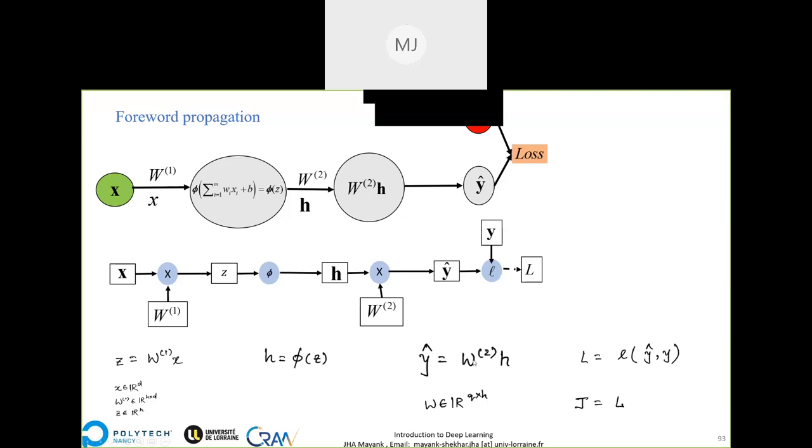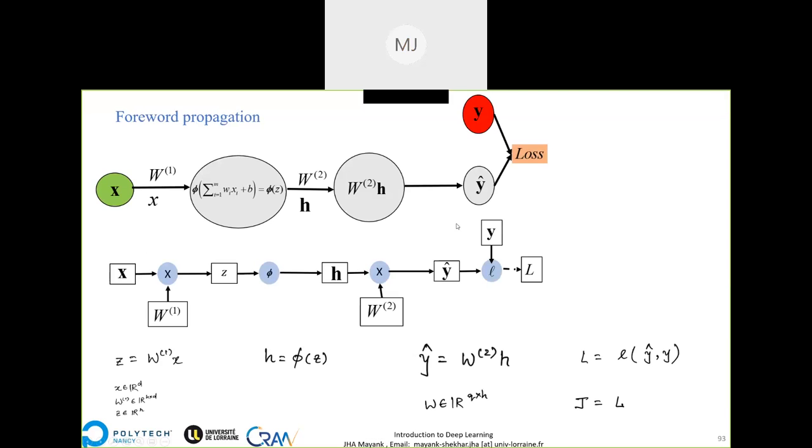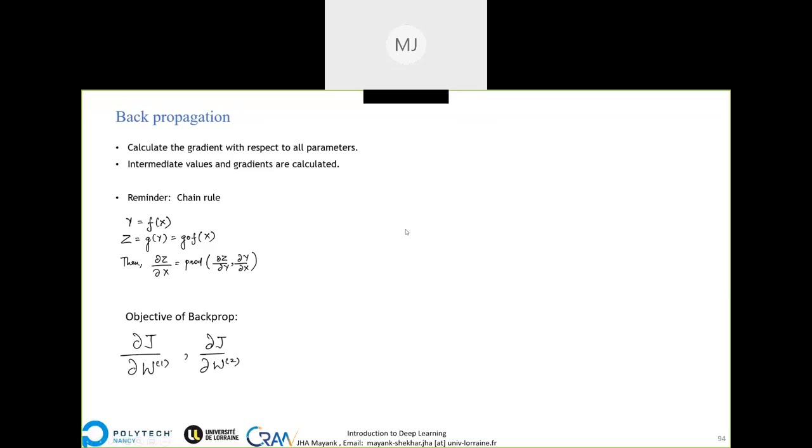Remember, what is Z? Z is W multiplied with X. Then Z becomes the input to H. Then H becomes the input to the second layer multiplied with H. That leads to Y hat. Then you have loss here. Now, that's your forward propagation. Now, let's talk about back propagation.